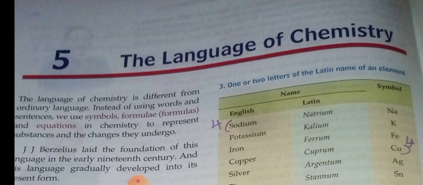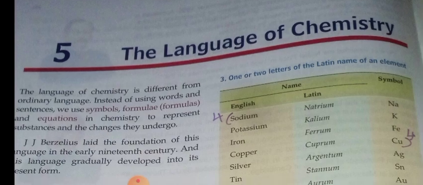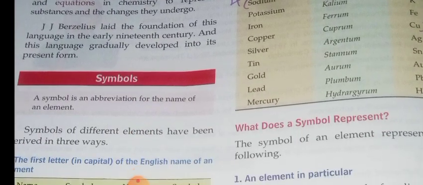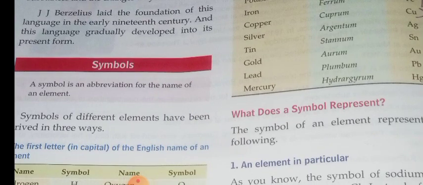Today we will be starting the new unit in chemistry, unit 5, the language of chemistry. We are just going to refresh our memories. We know about the symbols, formulas and equations in chemistry, right? So what is a symbol? A symbol is an abbreviation for the name of an element, right?